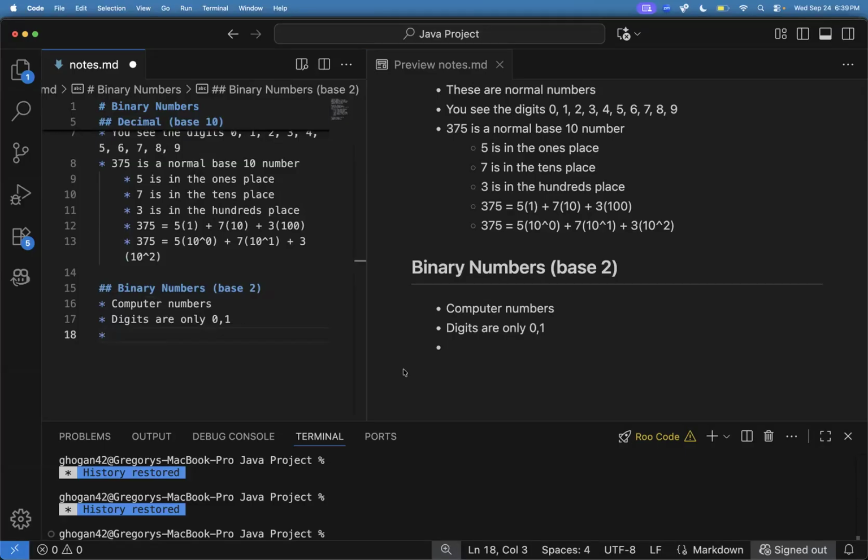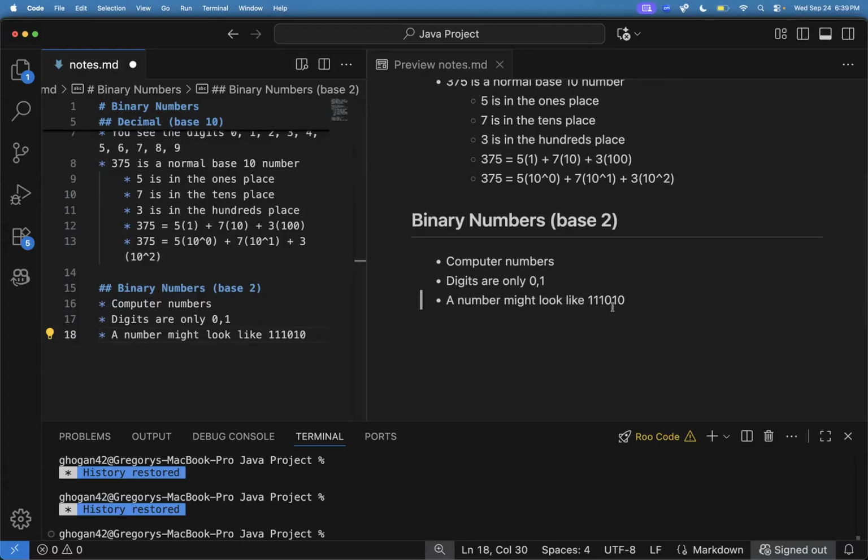I'll say something else. So the digits are only zeros and ones. So a number in binary might look something like this. You're not going to see anything other than ones and zeros. Now you can have any combination of ones and zeros, and it can be as long as you want or as short as you want, but they're going to look something like that.